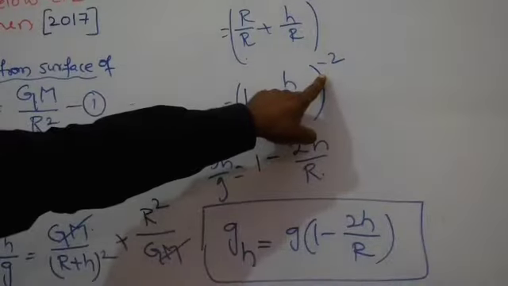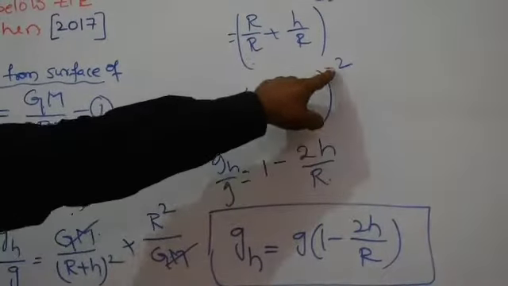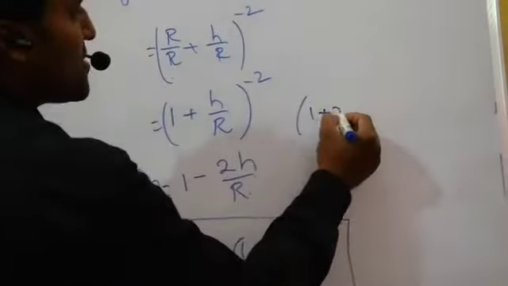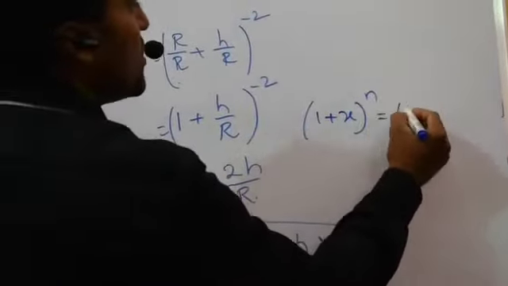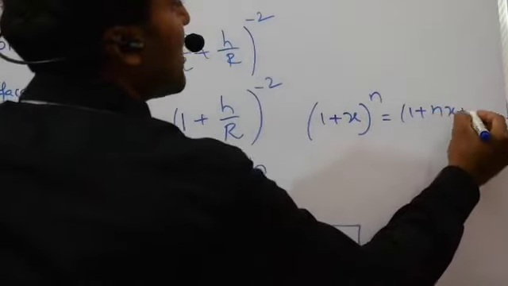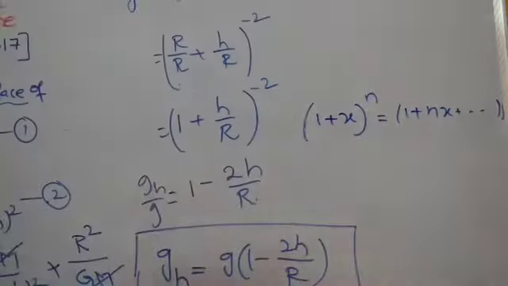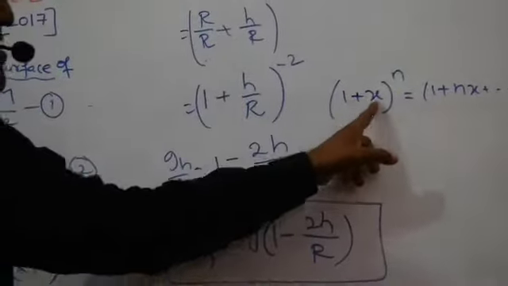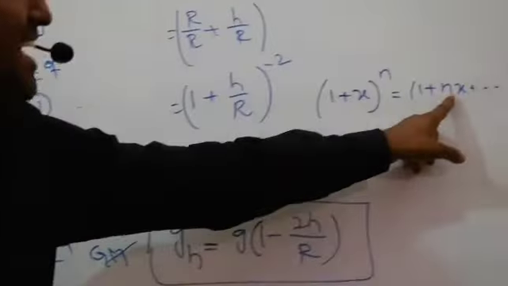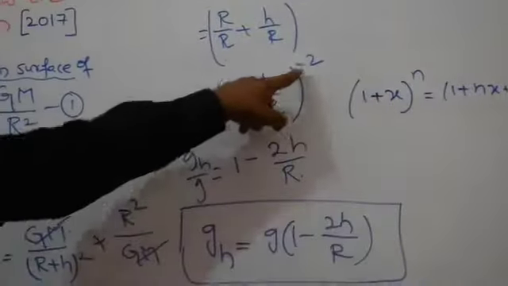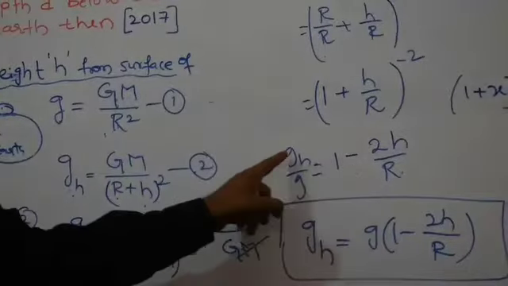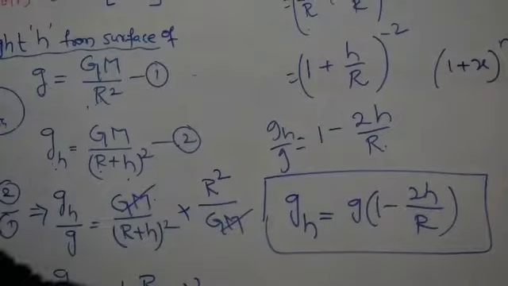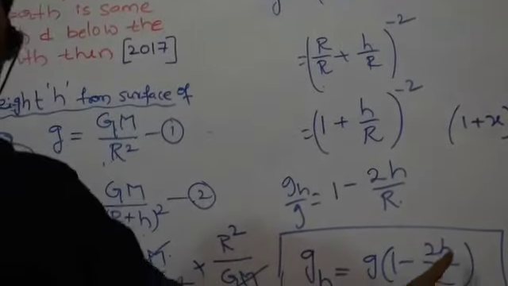Finally, after applying the binomial theorem, this minus will be... For your understanding I am writing the binomial theorem formula: (1 plus x) to the power of n is equal to 1 plus nx and so on. These higher order terms are neglected. So from this, power n is here, so minus 2 I have written here. gh by g is equal to 1 minus 2h by r. Finally we got gh is equal to g into (1 minus 2h by r).